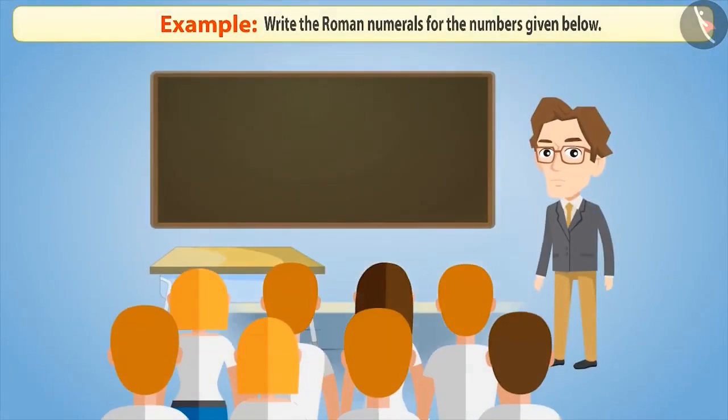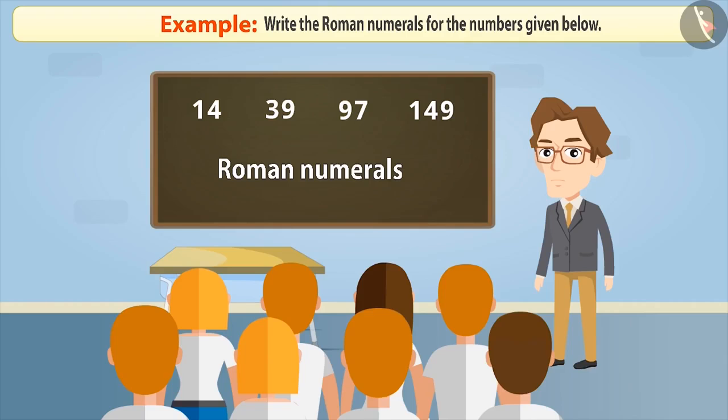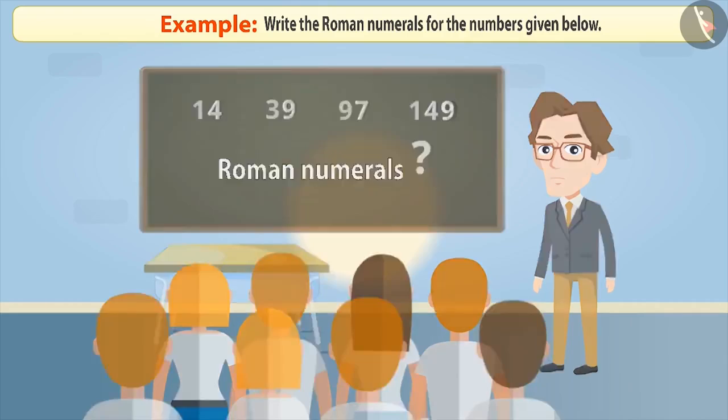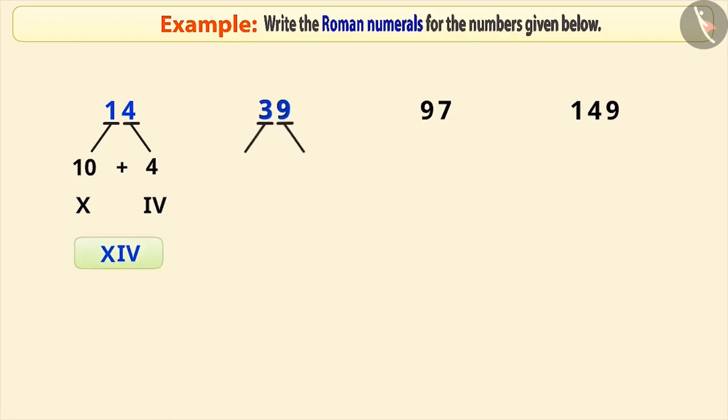Next example. In a quiz competition, a teacher asked the students to write the Roman numerals for the numbers given below. Can you answer them? Let's write 14 in Roman numerals. To represent any number in Roman numerals, we first express it as a sum of the place value of the digits. Next, we write the Roman numerals for each place value, and then we write them together.